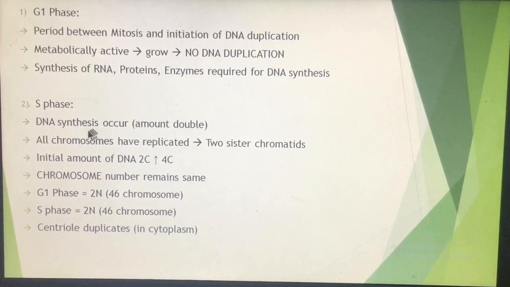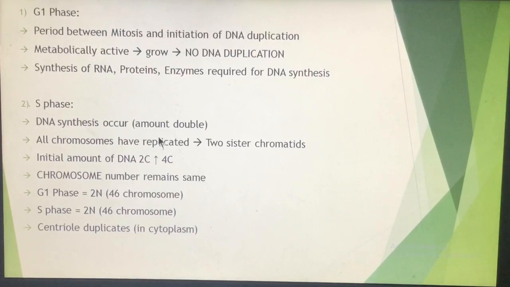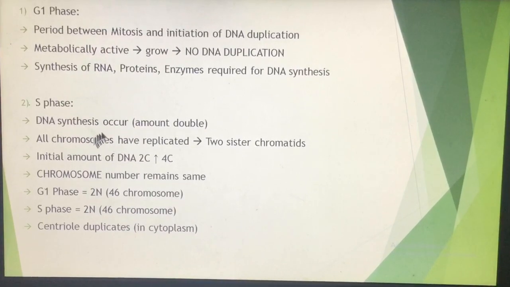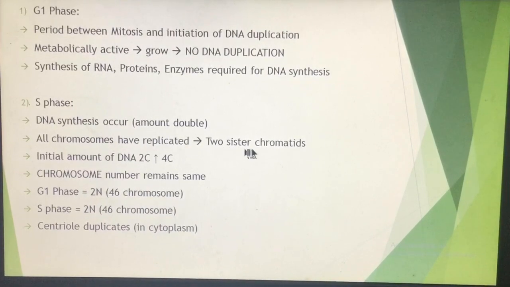Remember I told you the chromosomes are made up of DNA. अब DNA की synthesis तो double हो गई, but the number of chromosomes does not increase, but the क्रोमोसोम जो हैं, they get replicated. That means ये क्रोमोसोम का जो DNA है वो डबल हो जाता है. That means each chromosome consists of 2 sister chromatids.